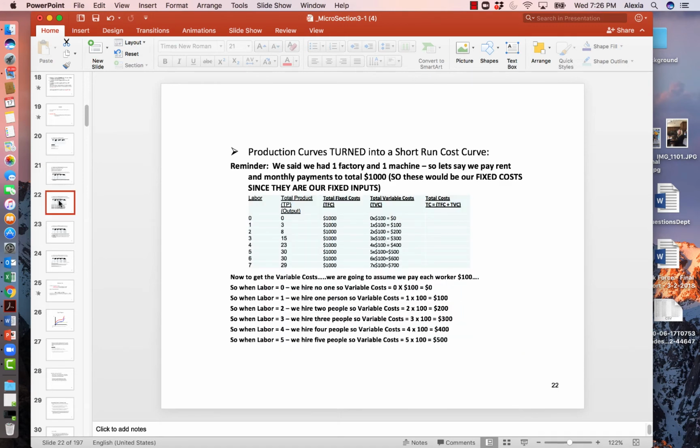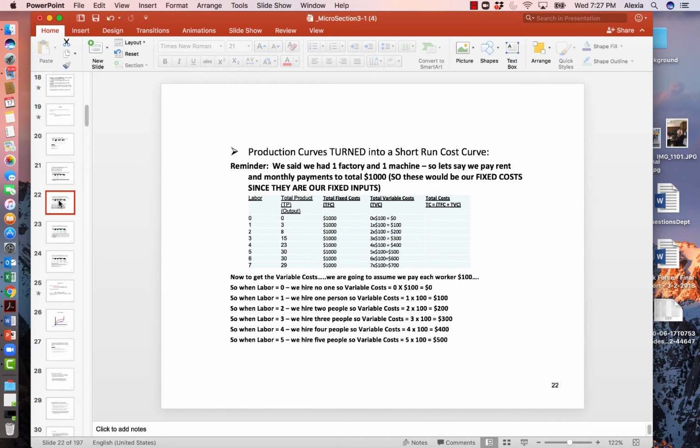So what we're doing in this slide here is we're going to assume that we are paying each worker. We're making it easy. We're saying we're just going to pay each person $100. So in order to get our variable costs, you pay $100 for however many people we hire. If you hire nobody and you pay 100 to nobody, your variable cost is nothing, no variable cost. If you hire one person at $100, your variable cost is 100. If you hire 2 people at $100 a piece, 200, and so forth.